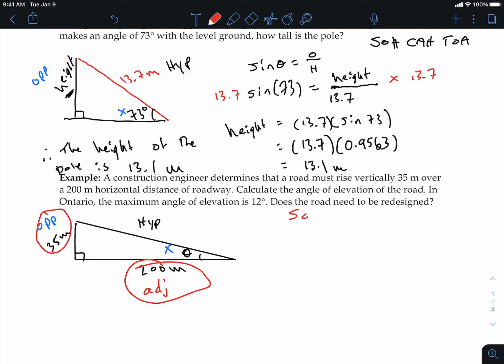I'm going to write SOHCAHTOA up here, and then I'm going to make a selection from SOHCAHTOA based on the information that I know. I know opposite and I know adjacent. Opposite, adjacent. I'm going to select tangent. Right? Tan theta is equal to opposite over adjacent, which is going to equal 35 over 200.